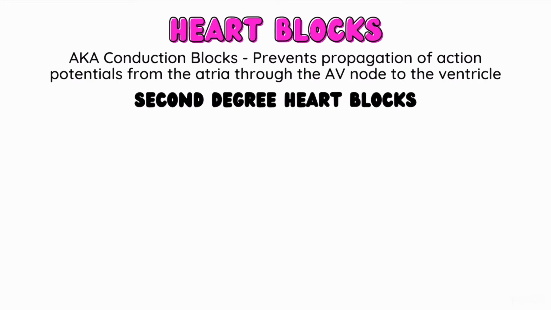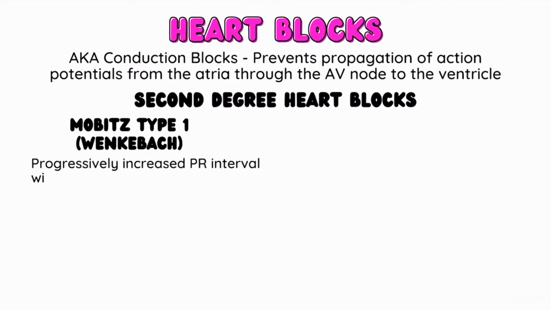Second-degree heart blocks are a little more worrisome, and there are two types. Mobitz type 1 blocks are characterized by a progressively increasing PR interval with an ultimately dropped QRS complex. The dropped QRS complex is known as the Wenckebach phenomenon.